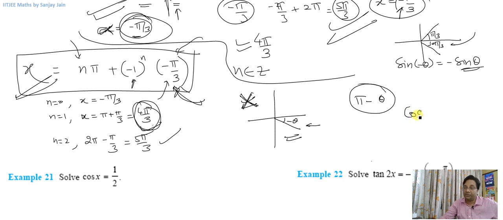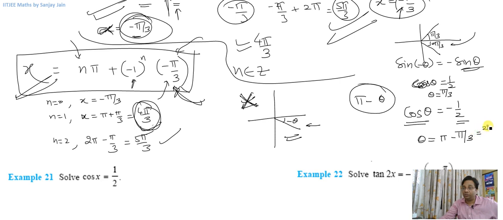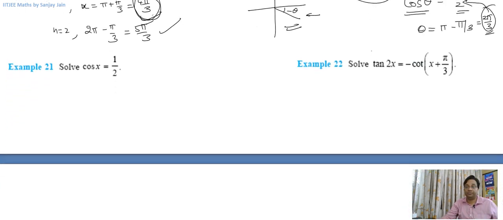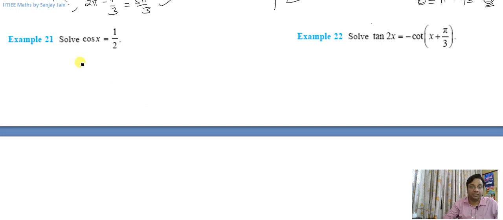What I mean is, if you have cos theta equal to minus 1 by 2, now you know cos theta equal to 1 by 2 gives you theta equal to pi by 3 in first quadrant. So cos theta equal to minus 1 by 2 will give you pi minus pi by 3, that is 2 pi by 3 in second quadrant. So it will give you a negative value of cos and will be equal to minus 1 by 2. So in that case you can take this angle and put it in the general solution. Let us solve some of the questions, you will understand what I am trying to say.